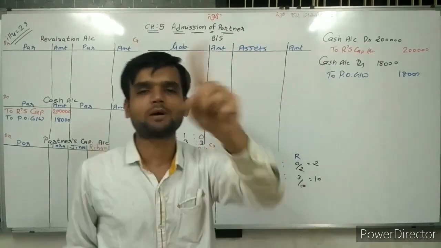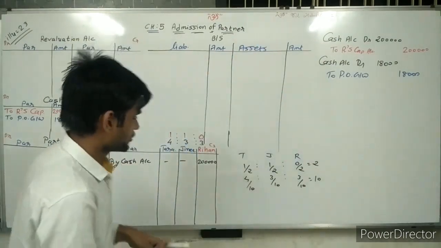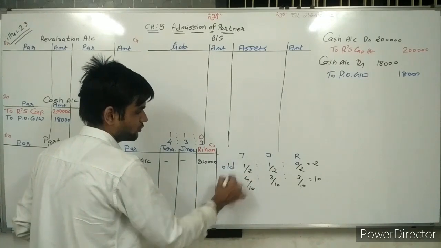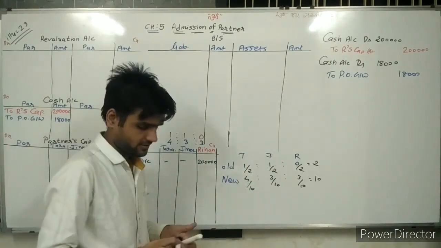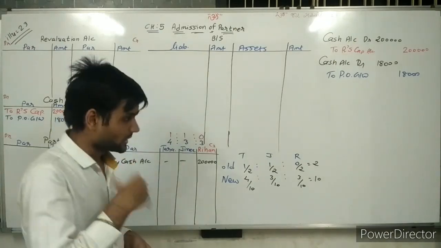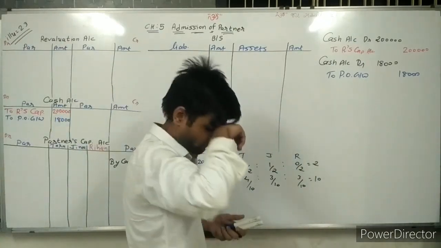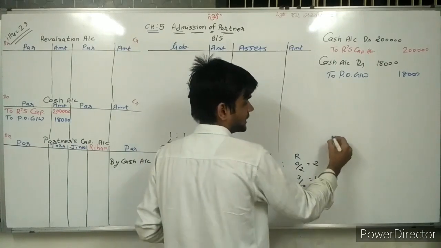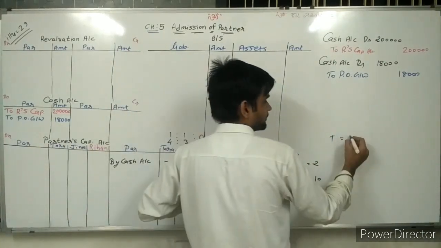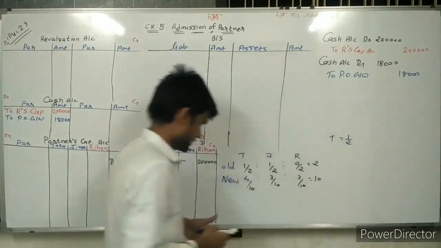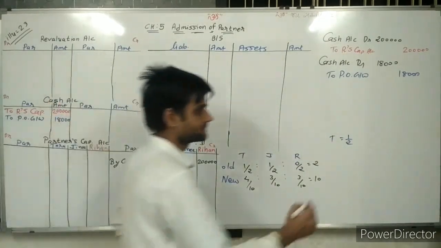Now sir, we need to find the sacrifice ratio, chapter number 4. Sacrifice means old minus new ratio. So this is my old ratio and this is my new ratio. From old I am deducting the new one, so that I find it one by one for all the partners. So first for Tarana, Tarana's old ratio is 1/2, new ratio 4/10.